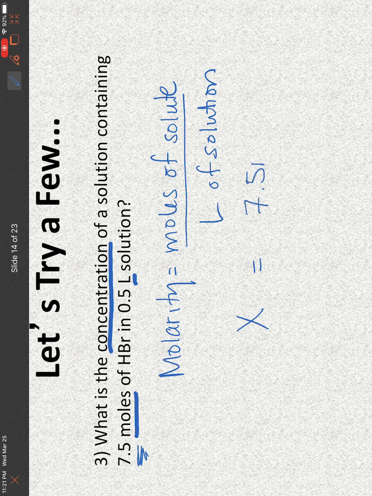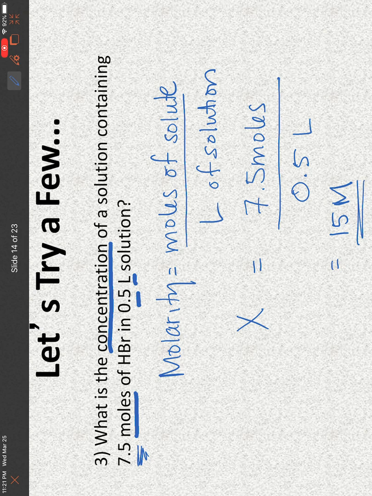Okay? So what is the concentration? Well, that means molarity is going to be our X. How many moles do we have? Well, here it tells us 7.5. And how many liters of solution? Well, it's right here, 0.5 liters. So when you do your math, and again, use your calculator, you take 7.5 divided by 0.5, and you end up with a 15 molar solution. So the concentration in this situation is 15 molar. Okay?